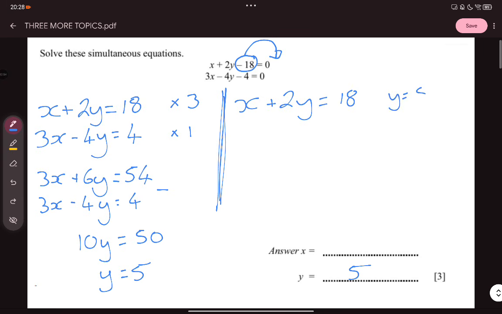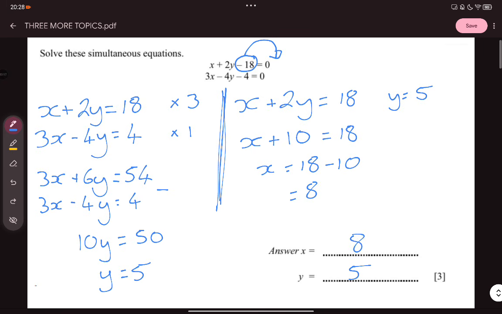I already know that y equals 5. So x plus 2 times y, everywhere I see y, I'm going to put 5 instead. X plus 2 times 5, which is 10, equals 18. So x equals 18, the plus 10 to the other side becomes a minus 10. X is 18 minus 10, so x is going to be 8.